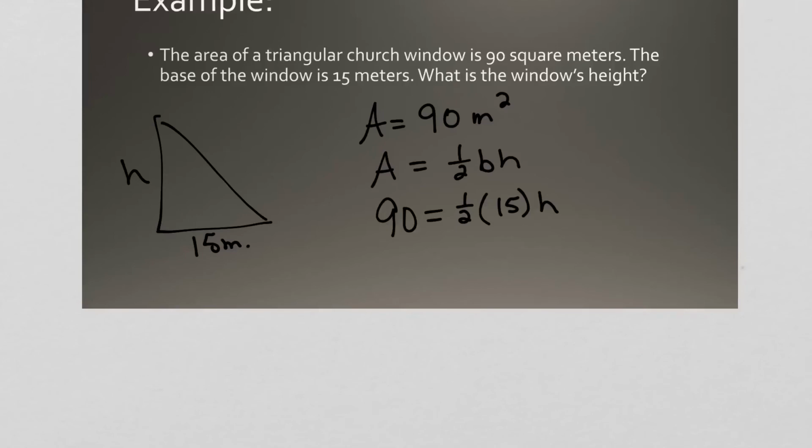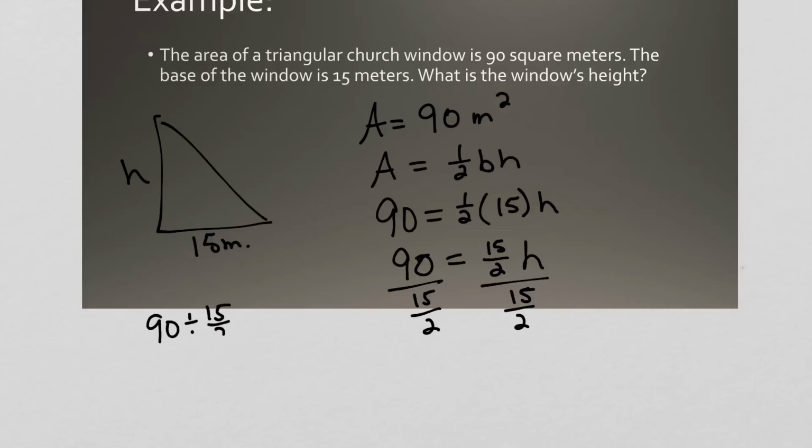Let's scoot this up. All right, so I get 90 is equal to 1/2 times 15, which is the same thing as 15 over 2. Use your calculator if the fractions get to you, it's okay. And then I'm going to divide both sides by 15 over 2. Incidentally, whenever you have 90 divided by 15 over 2, that's the same thing as 90 times 2 over 15. Okay, and 15 goes into 90, let's see here, what, 6 times? And then 6 times 2 is 12. So I know that my height is 12 meters.